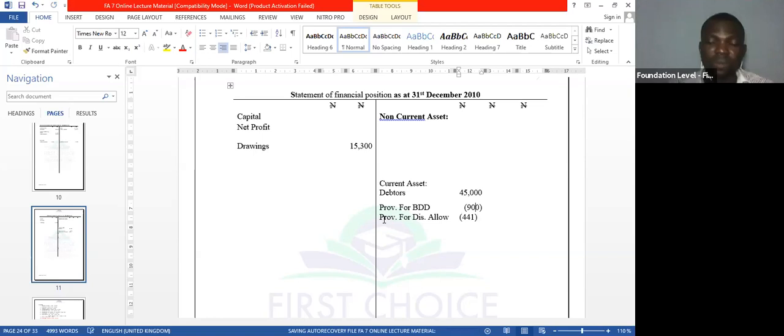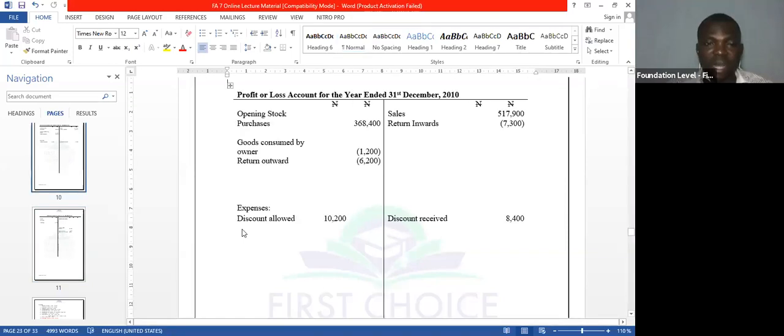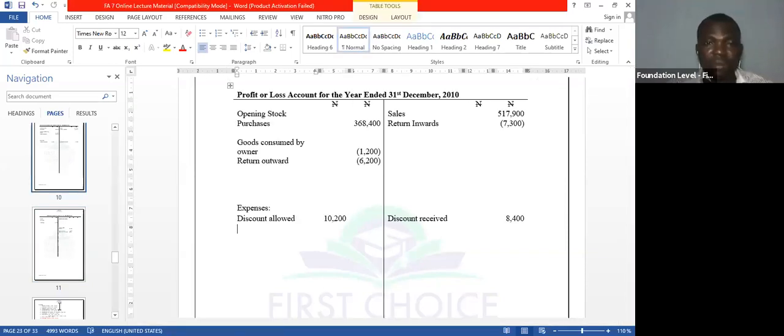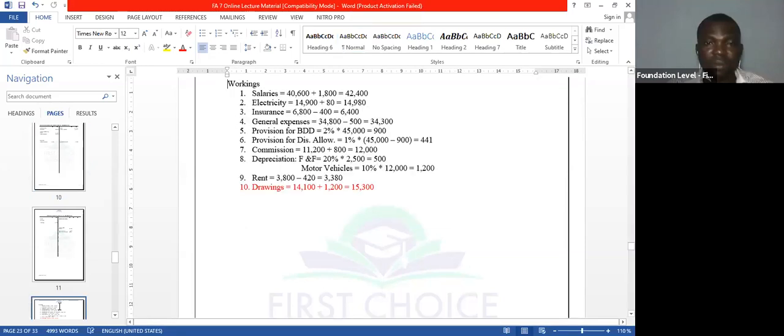So then, since I've done that, to be on the safer side, I'll just do the second leg straight up. Now, what is the second leg? The second leg is the one that's going to affect my statement of profit or loss. That's the statement of financial performance. So I'll come back to my statement of financial performance. Okay, fine. There are two things I've done. The provision for discount allowed is 441. My provision for bad debt there is 900.